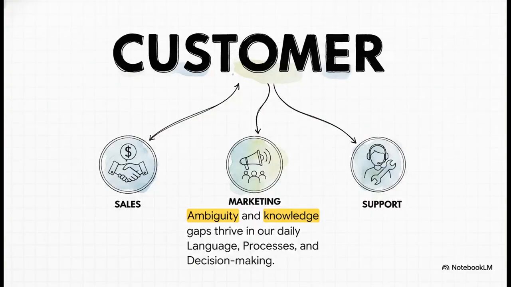Then we zoom into the human scale. This is our day-to-day. This is where ambiguity really thrives. Just think about a simple word like customer. To the sales team, it means one thing, to marketing, something slightly different, and to the support team, something else entirely. Those tiny misunderstandings create massive problems down the line.